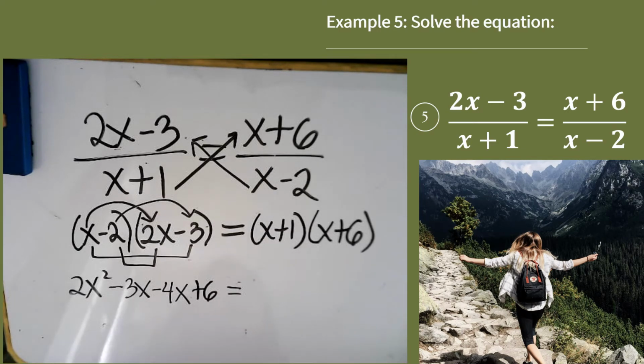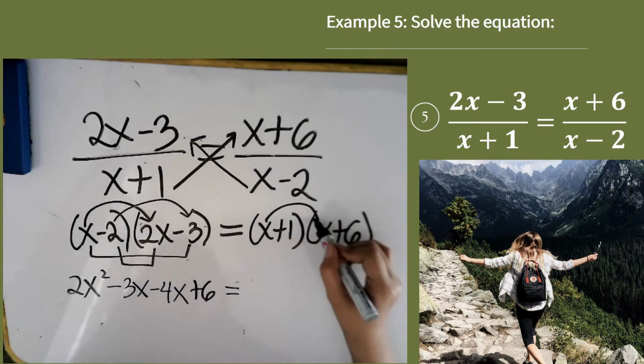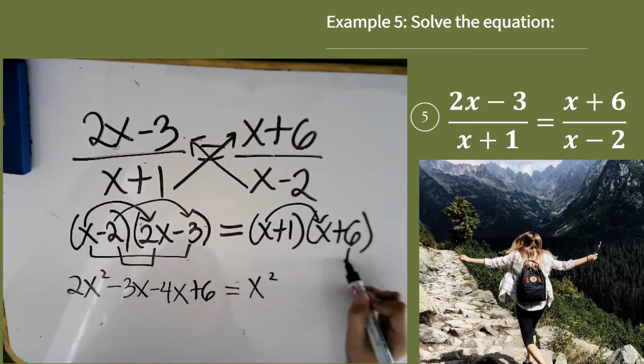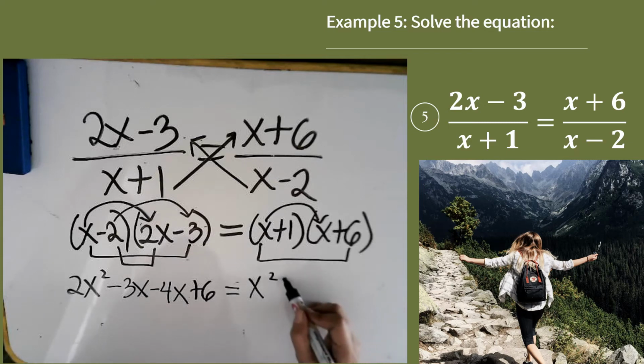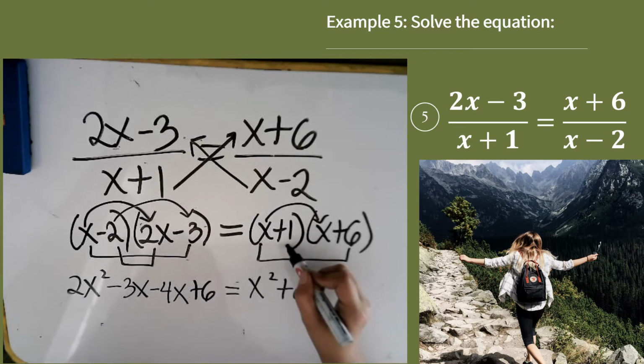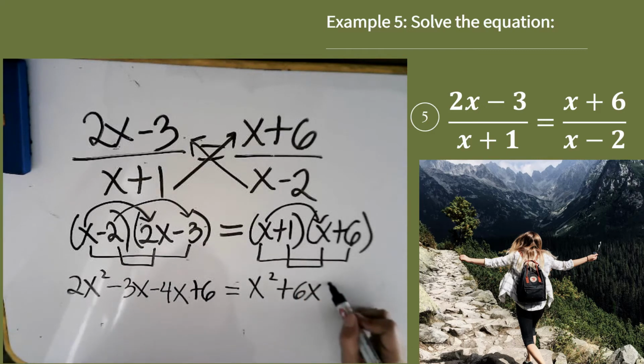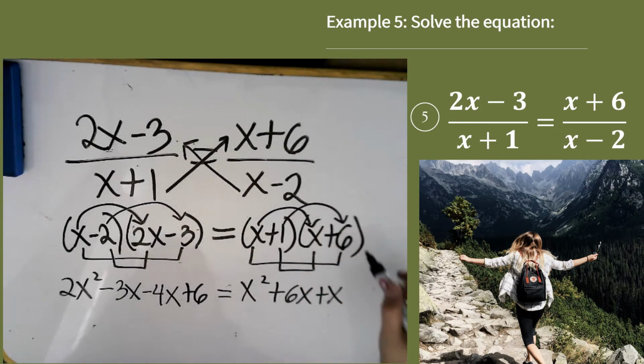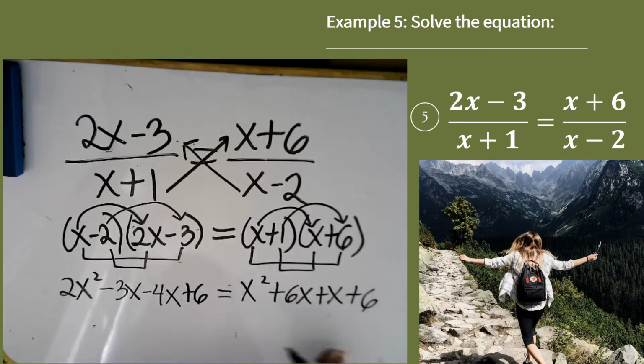Now on the right side, x times x is equal to x squared. 6 times x is equal to 6x, or positive 6x. And then positive 1 times x is equal to positive 1x, or positive x. And lastly, 1 times 6 is equal to positive 6. And then combine like terms.